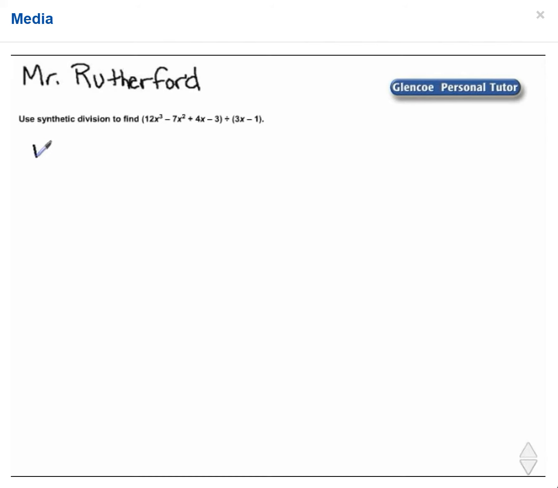So here we have a division of a polynomial and a binomial. I'm going to start by writing this division vertically, and it says that we need to use synthetic division to find this quotient. In order to use synthetic division, we need to have the coefficient of x in the denominator to have a coefficient of 1. Right now it has a coefficient of 3.